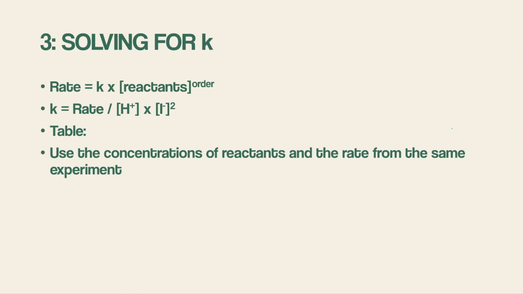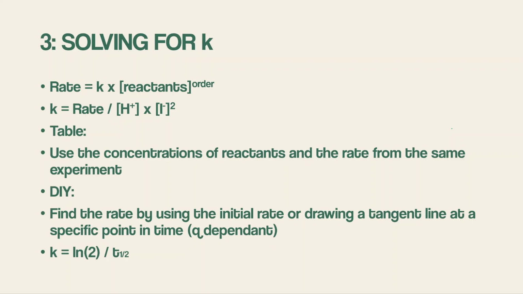If you have a table kind of question, you need to use the concentration of reactants and the rate from the same experiment. So you can't just use the rate from experiment 2 and then use the concentrations of each reactant from experiment 1, because that's not the same experiment. You don't know whether or not those concentrations would actually give you that rate. Okay, if it's a DIY question, they usually expect you to do it yourself. So you need to find the rate by using the initial rate or drawing a tangent line at a specific point in time. So it's question dependent.